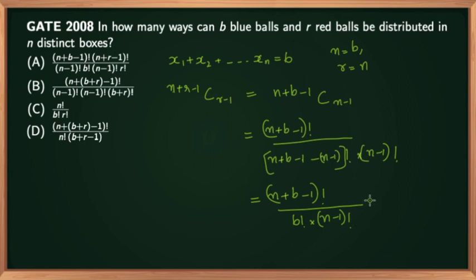right? Now this has to be multiplied with the other set of balls, which is r red balls being distributed into n distinct boxes. So the same equation will be repeated, which is h1 plus h2 plus etc. up to hn equal to r, but the only difference is b will be replaced by r. So I can apply the same formula, but b replaced by r. So n plus r minus 1 factorial divided by r factorial into n minus 1 factorial, right? So this answer is matching with option A. So that is the correct answer.